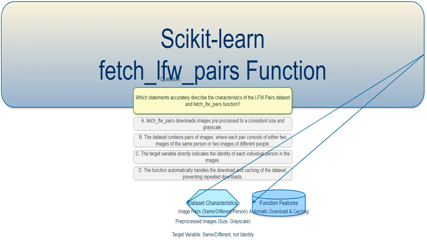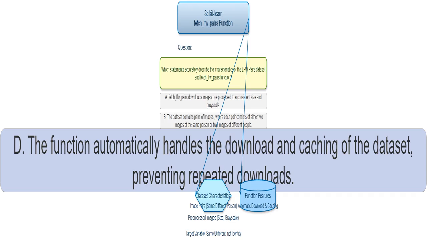I'm asking you to identify which statements correctly explain how the fetch_LFW_pairs function works and what's in its dataset. This is a multiple-choice question, testing your understanding. I'm focusing here on the key features of the dataset itself. What are its important properties?